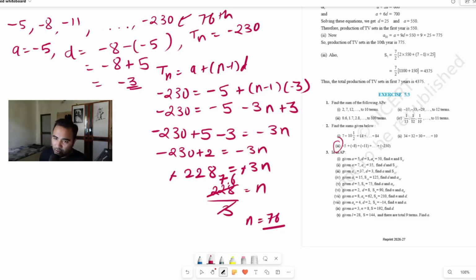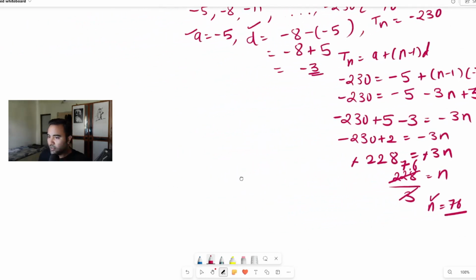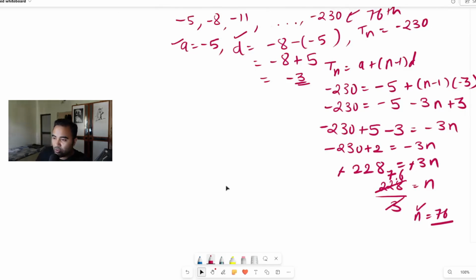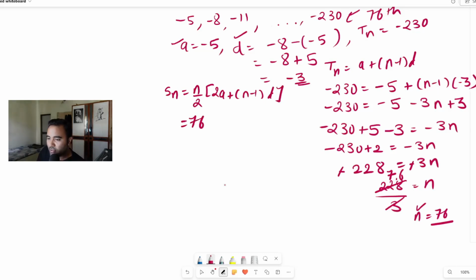Now we need to find the sum. We have a, we have d, and now we also have n. Okay, let me make some space. All right. So what is our formula for sum? Sn is equal to n upon 2, 2a plus n minus 1 d. This is the formula that we have. N is 76 upon 2, 2 into, what is the first term? Minus 5 plus 76 minus 1 is 75, and common difference is minus 3.